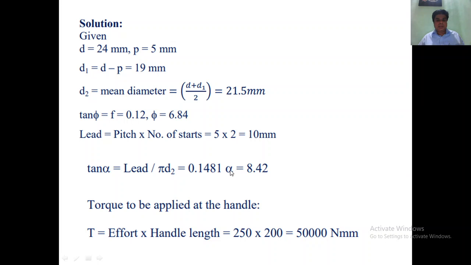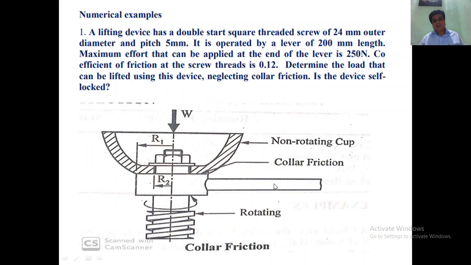So once you know this alpha and this phi angle with the coefficient of friction, we can directly use the equations. We'll go to the torque. The torque applied to the handle is the force applied here that is used to rotate the screw thread. The force is given, so you can calculate the torque here.